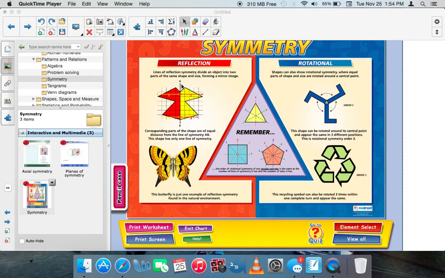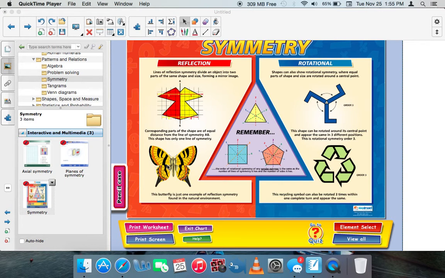If you look at this side of the screen, you will see that there's an object right here, and the corresponding parts of the shape are of equal distance from the line of symmetry A, B. This shape has only one line of symmetry, just this line of symmetry, okay? Because if we put a line here, both parts of the object aren't equal. If you put a line here, it's not equal. The only line of symmetry is right down the middle here, because both sides are equal.